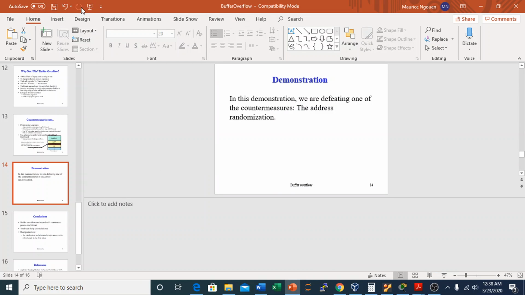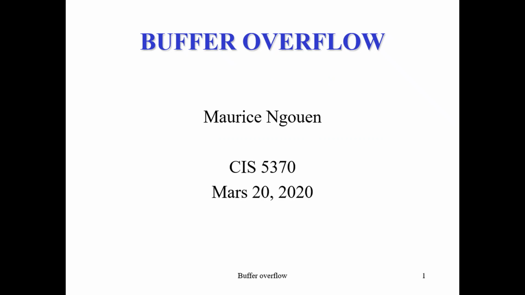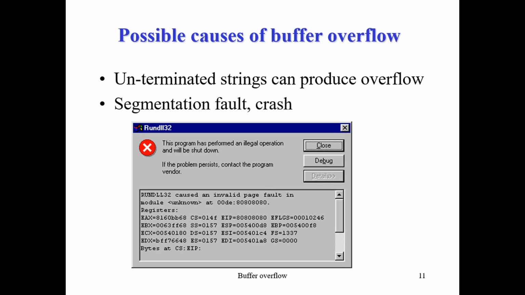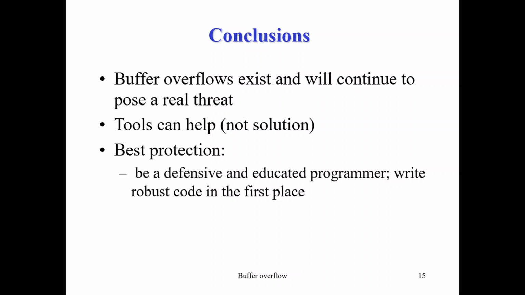So, conclusion: buffer overflow exists, and it continues to pose a real threat. Tools can help. We have a lot of tools that help, but we don't have real protection. We don't have a real solution for buffer overflow. To best protect, we need to be defensive and educate programmers to write robust code in the first place.